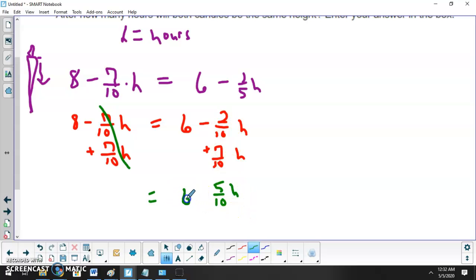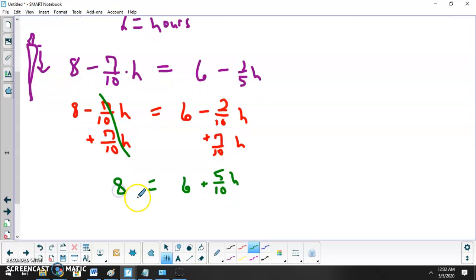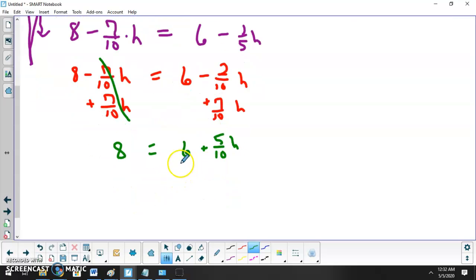All right, so we got 6 plus, you have more positives, 5/10 h equals 8. All right, then it's a good old two-step. Okay, get rid of the 6, subtract it away. Whoops. 8 minus 6 is 2. So we have 5/10 h equals 2.